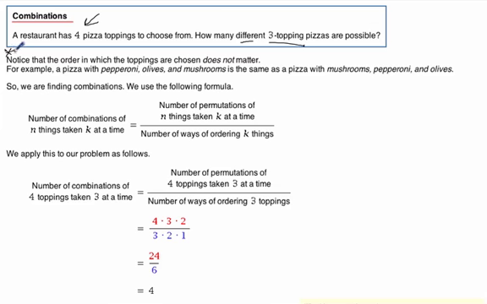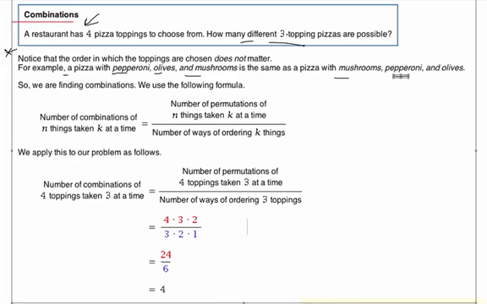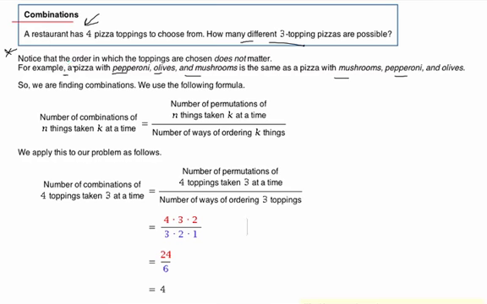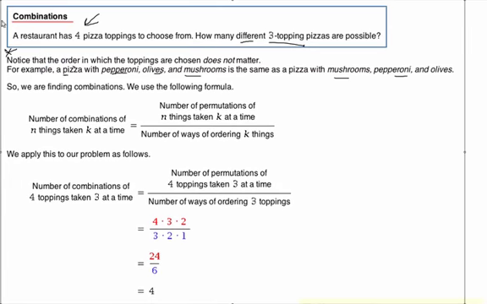Anyway, notice that the order doesn't matter. So for instance, pepperoni, olives, and mushrooms is exactly the same as mushrooms, pepperoni, olives. So the order doesn't matter. So it's really important to notice that.